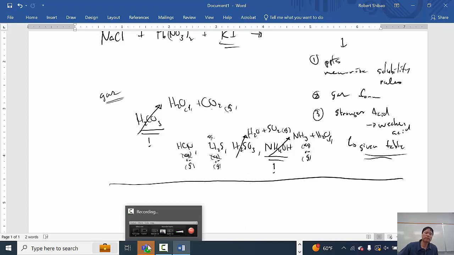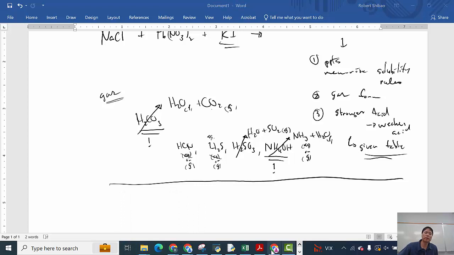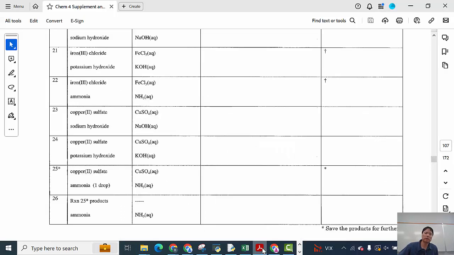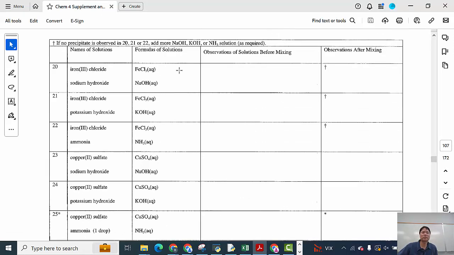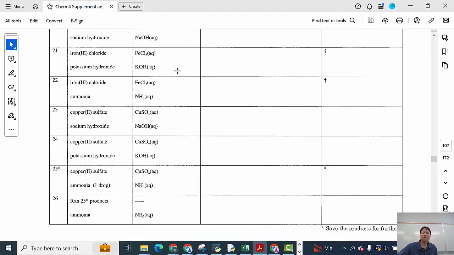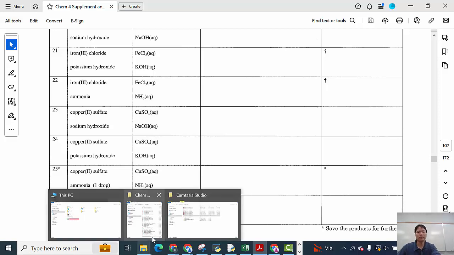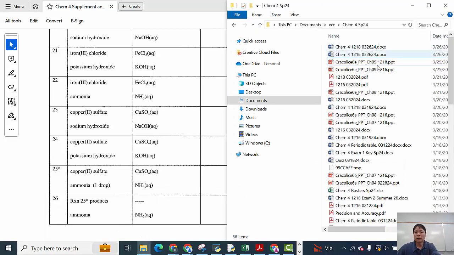So I was focusing on the double replacement reactions. And so you want to get good at the double replacement reactions for sure. Get good at the nomenclature. What we're going to do is go back and take a look at some other types of reactions that we'll encounter.